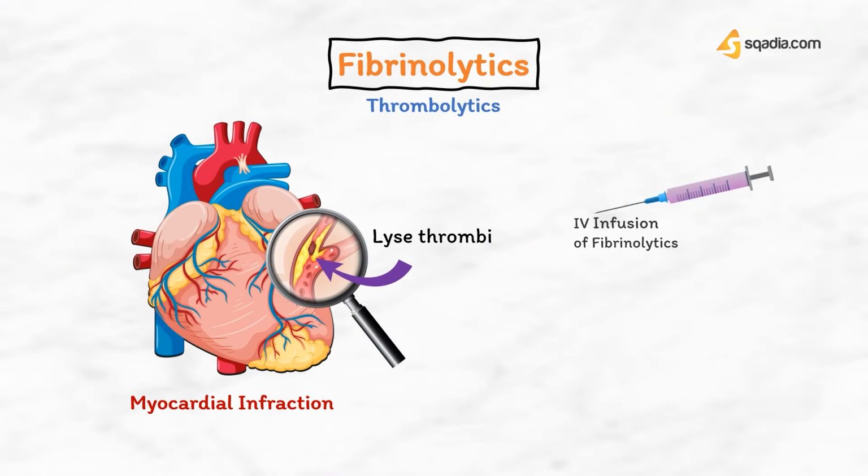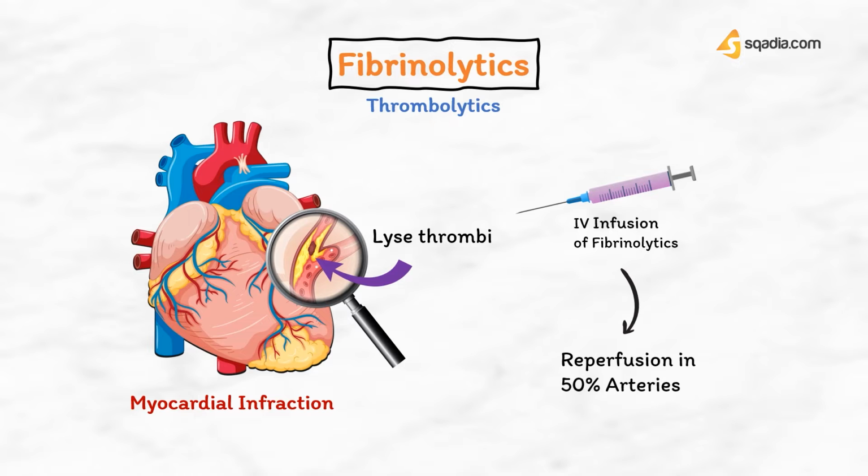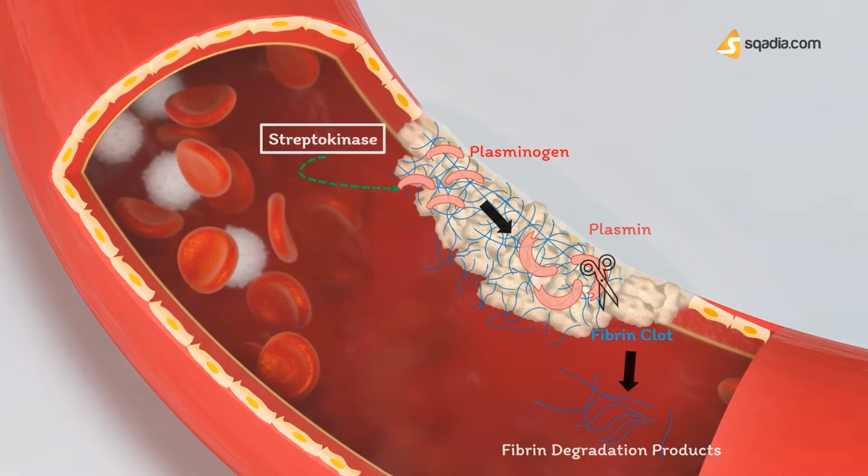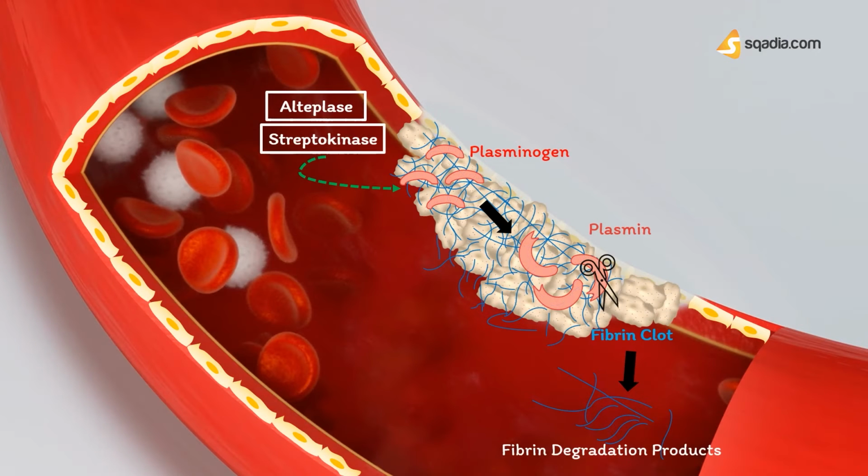They are administered by intravenous infusion and probably cause reperfusion in about 50% of arteries if given within 3 hours. Rapid administration of a thrombolytic agent after infarction is more important than the choice of agent, although trials have shown that percutaneous coronary intervention is superior to thrombolytic therapy when it can be done within 30 minutes of first medical contact.